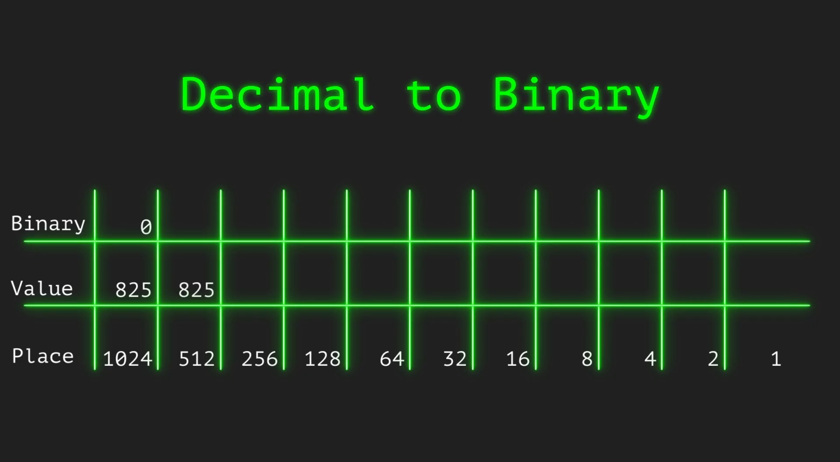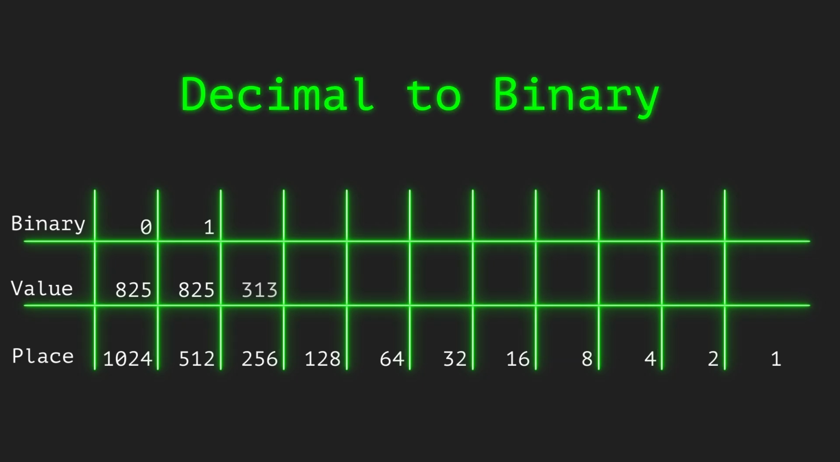The reason it makes sense to have a 0 in the 1024's place is that if we had a 1 there, our binary value would have to be greater than 1024, which means it couldn't be equal to 825. Next, let's compare 825 to 512. Since 512 is smaller than 825, we'll write a 1 in the binary row above it, and then for the value next to it, we're going to subtract 512 from 825, which is 313.